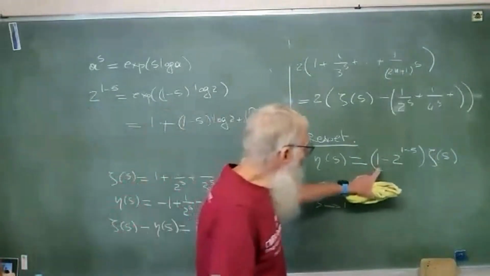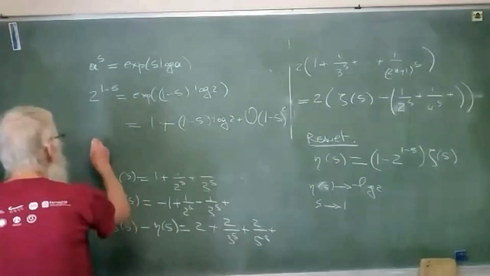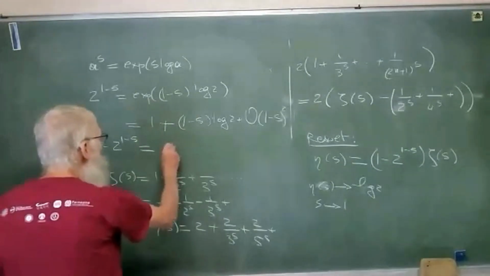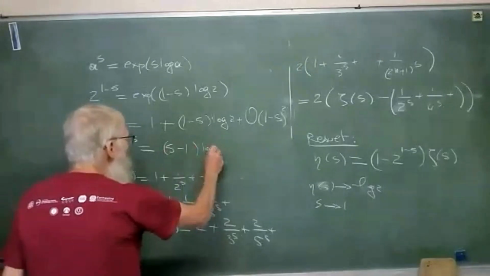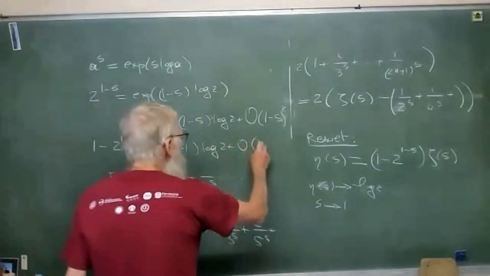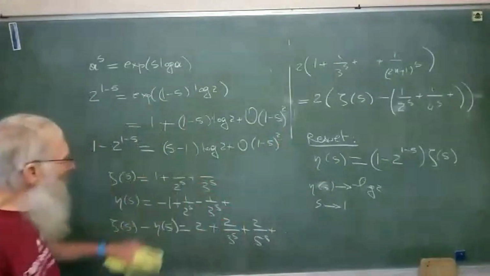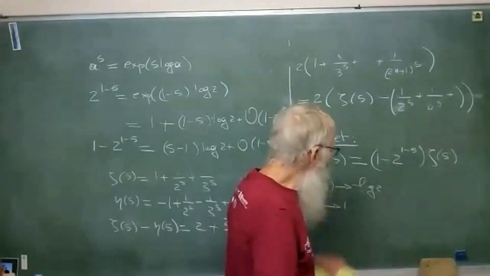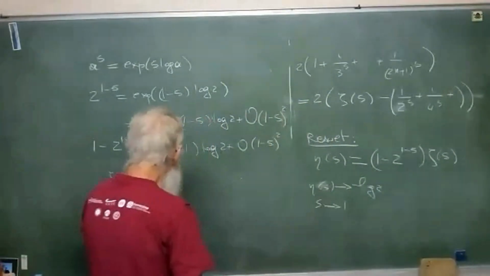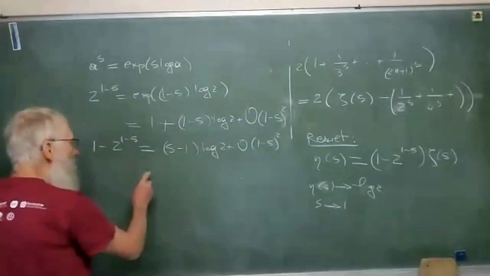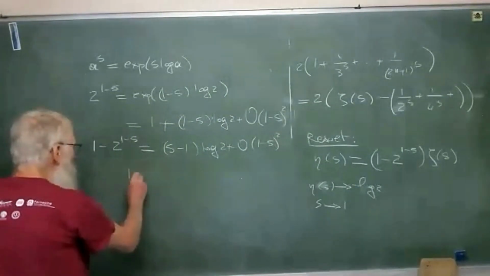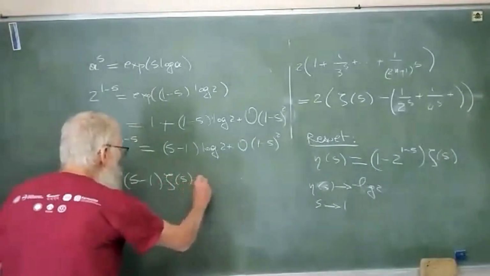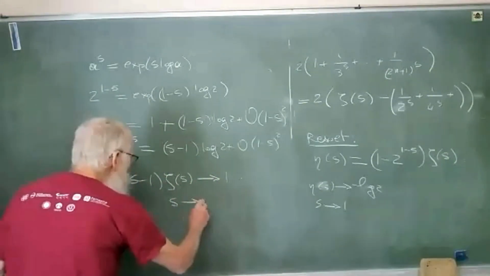And so if we take 1 minus 2 to the 1 minus s, we remove the 1 which is here, and we get (s minus 1) log 2 plus a big O of (1 minus s) squared. So it's equivalent to (s minus 1) log 2. So this is log 2, and we deduce that (s minus 1) zeta of s has a limit, which is 1. So (s minus 1) zeta of s tends to 1 as s tends to 1.